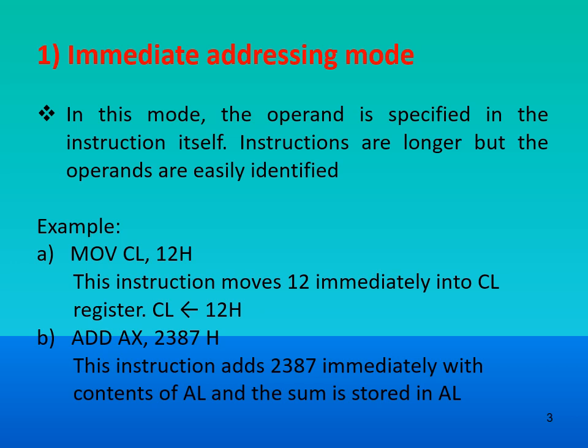So which is the source operand in this instruction? MOV CL, 12H. The source operand is the second one. In this case, it is 12H and it is moving to the destination, that is CL. So addressing mode is the different ways in which source operand is defined in the instruction. In this case, as you can see, the source operand is immediately available. It is the data itself. That's why the name immediate addressing mode.